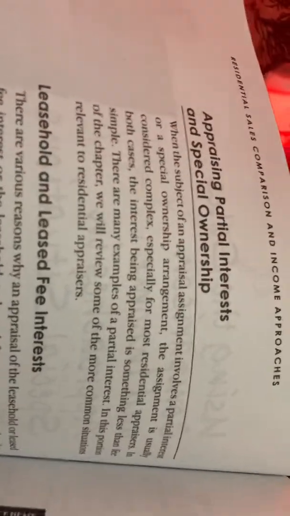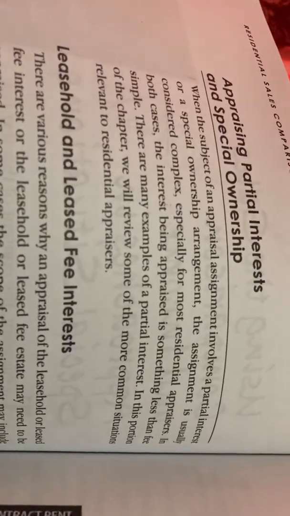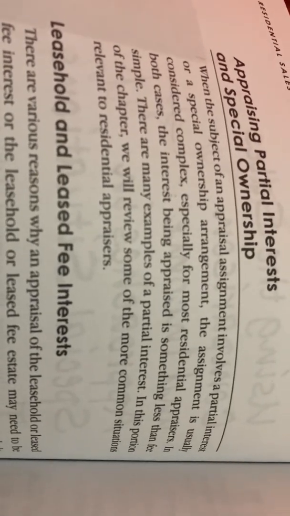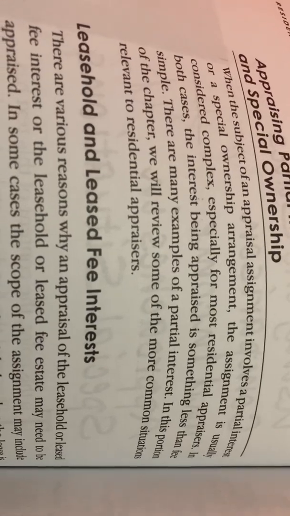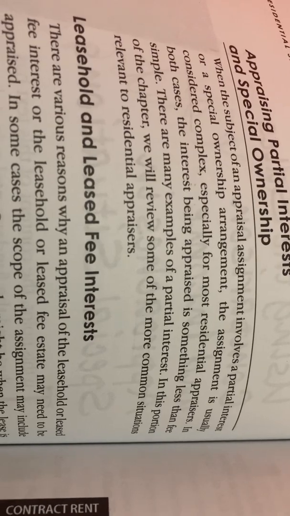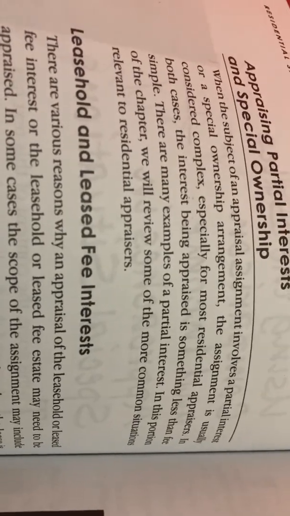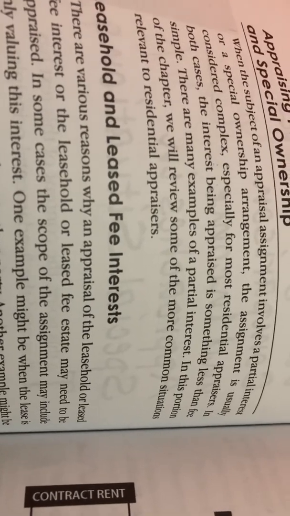When the subject of an appraisal assignment involves a partial interest or a special ownership arrangement, the assignment is usually considered complex, especially for most residential appraisers. In both cases, the interest being appraised is something less than fee simple. There are many examples of a partial interest. In this portion of the chapter, we will review some of the more common situations relevant to residential appraisers.